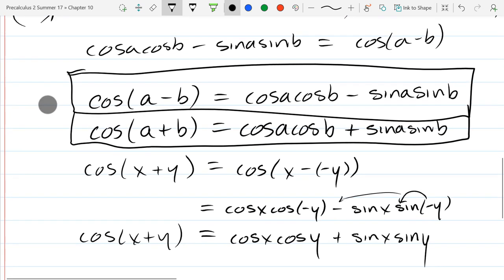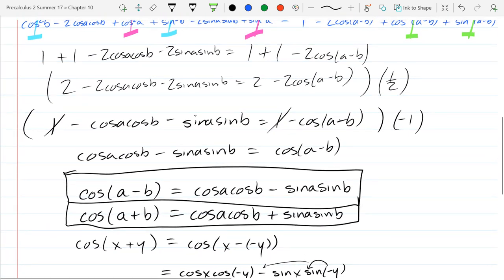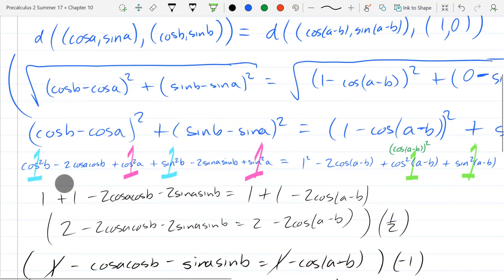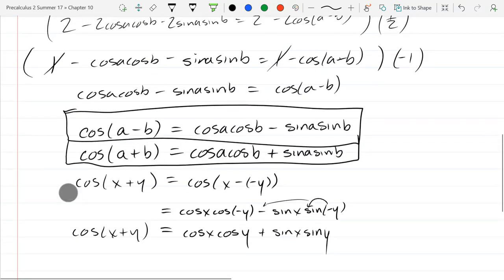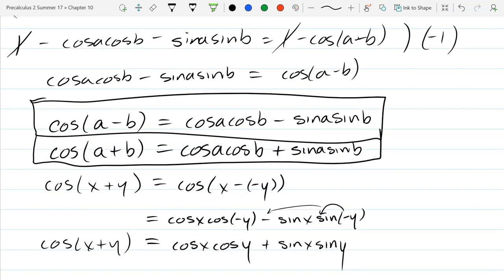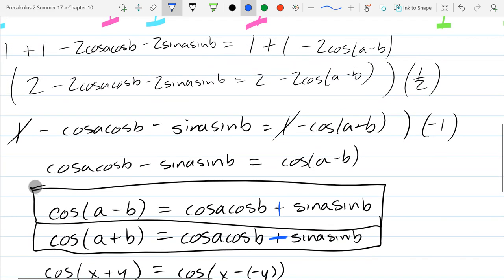Problem. There's a negative sign. Checking my notes to make sure I'm doing this correctly. All right, I can fix what the problem is here. When you subtract, there should be a plus, and this guy should be a minus. So there's a sign error somewhere. Let's go up and fix it. I'll fix it with a blue pen.